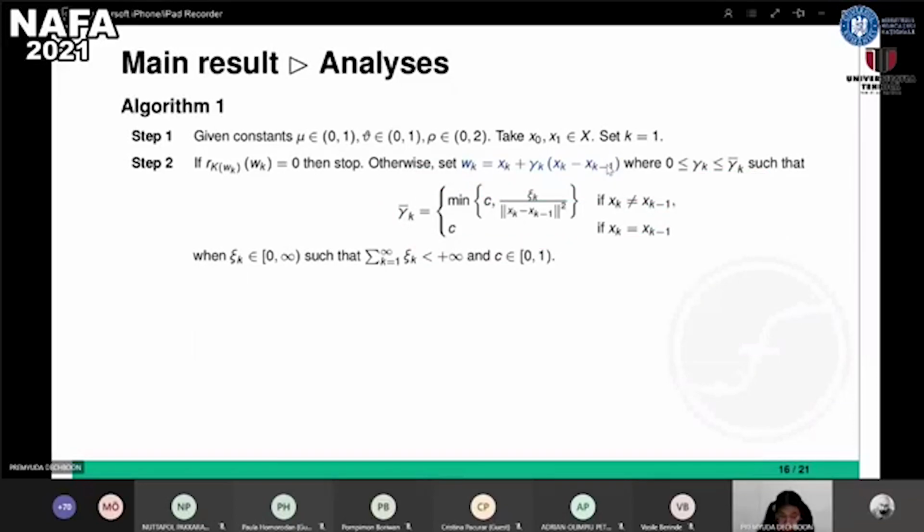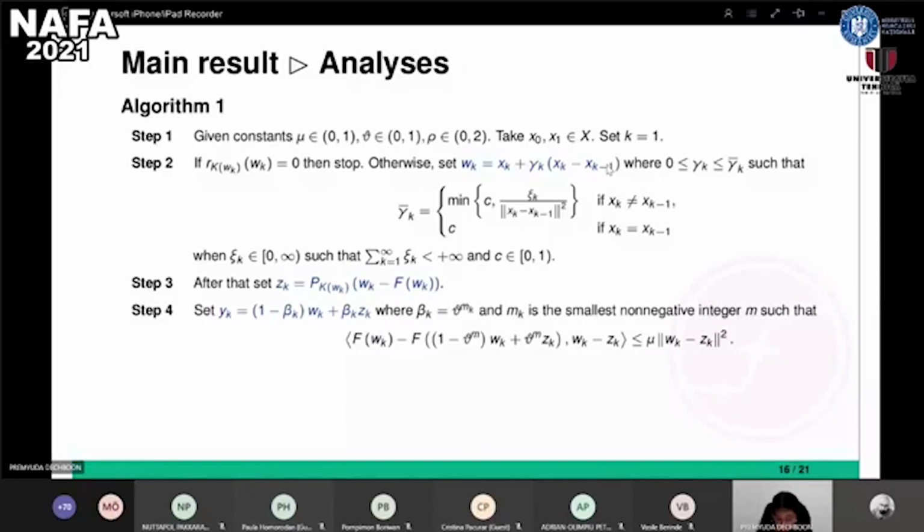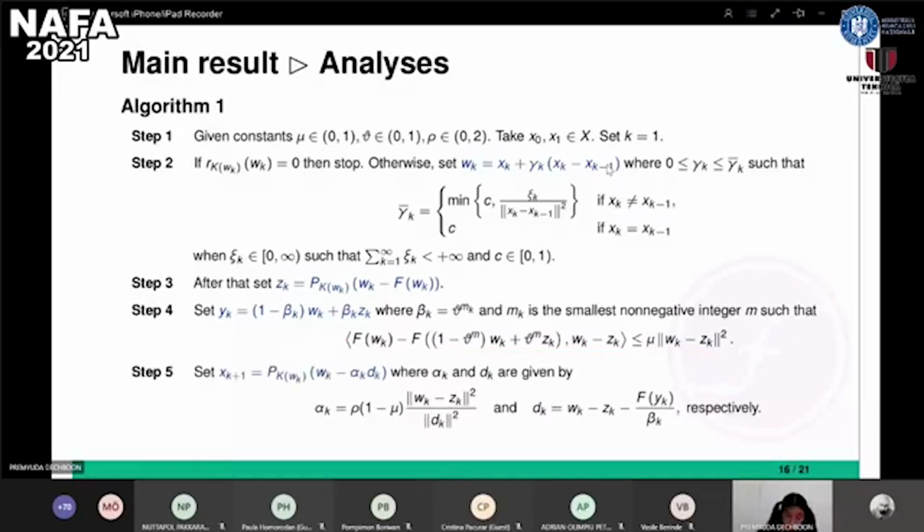After that, we consider C_k, that is the projection of w_k minus F of w_k, and then we take y equal to this one with line search. And then we get x_{k+1} from this one, and we do it again and stop when the error is less than some value.